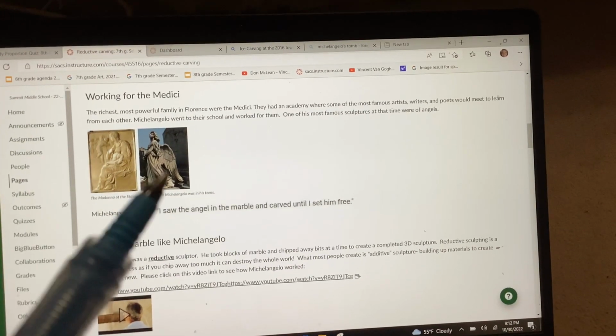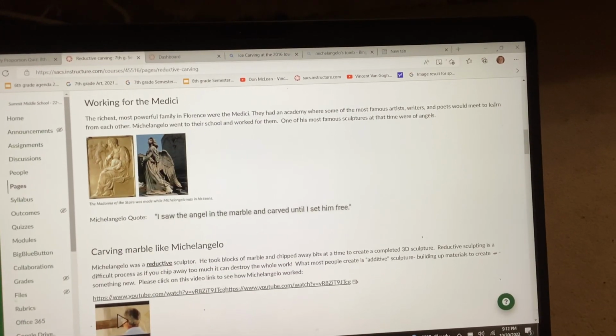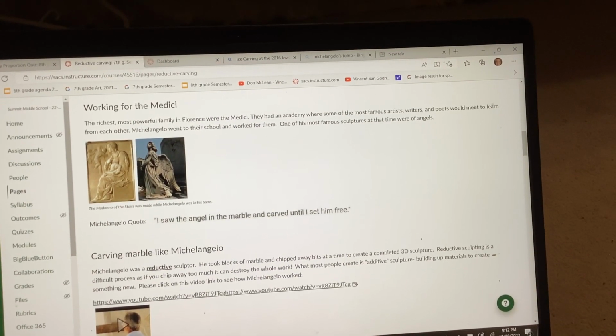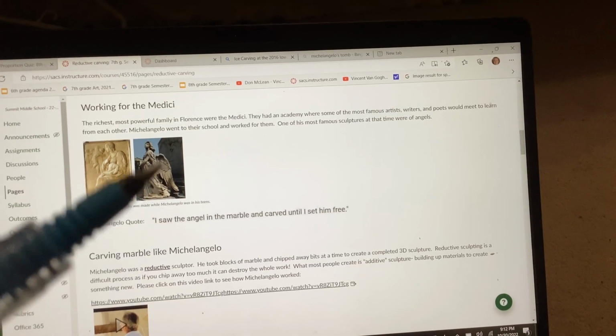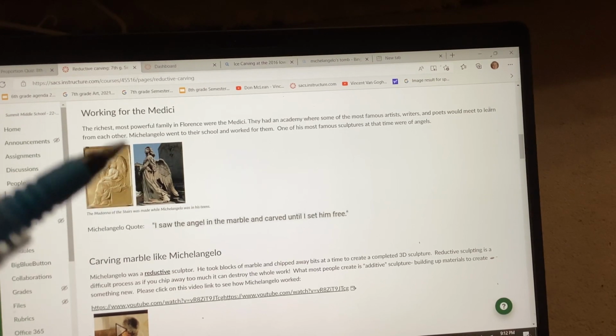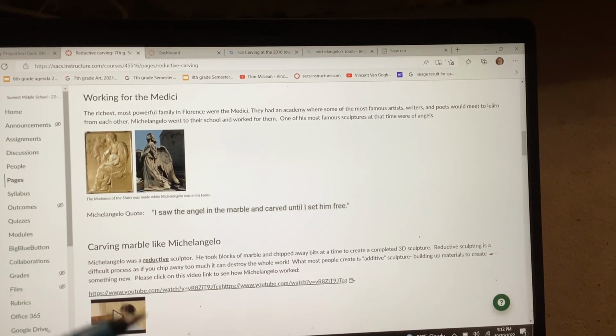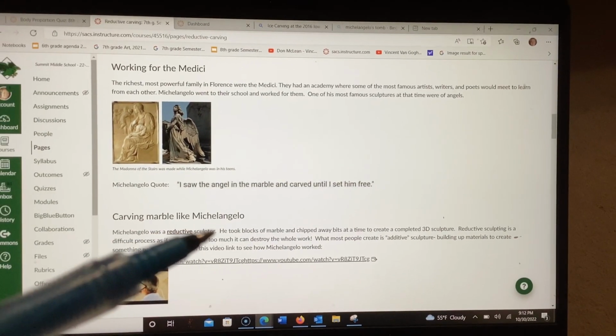It would be pretty impossible. You're looking at a big old hunk of stone and looking at it from all directions and then able to say, oh my gosh, I see it. I see the figure trapped in there. I just have to cut this part and this part and this part until it's free. I don't have that talent, but Michelangelo did. Carving marble like Michelangelo.